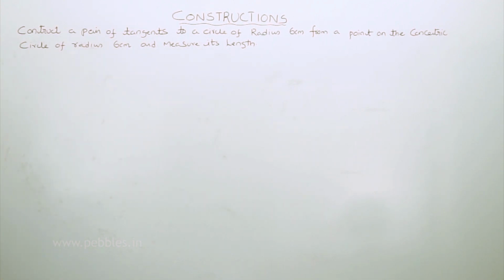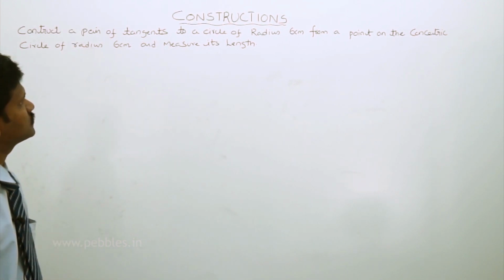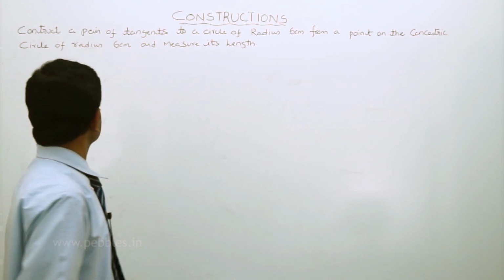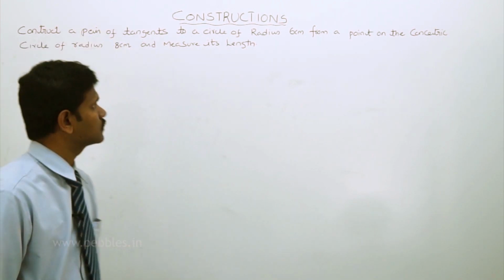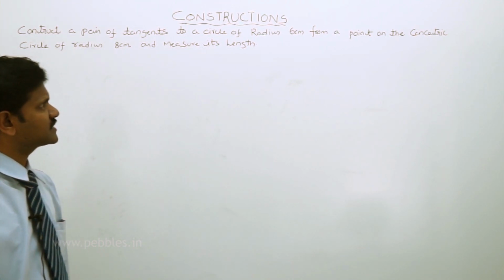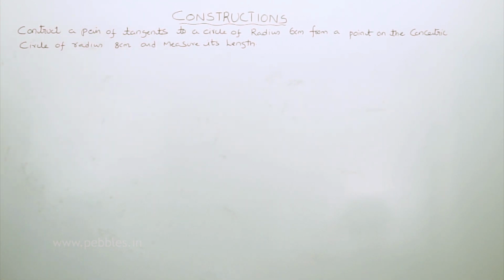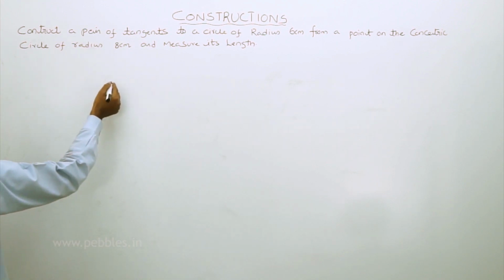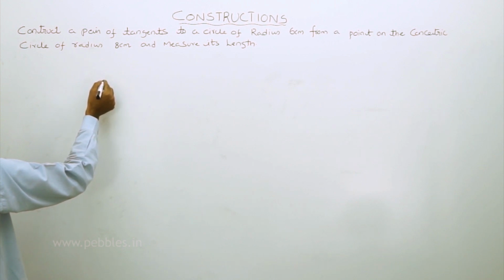Construct a pair of tangents to a circle of radius 6 centimeters from a point on the concentric circle of radius 8 centimeters and measure its length. Now let us see. Construct two concentric circles.